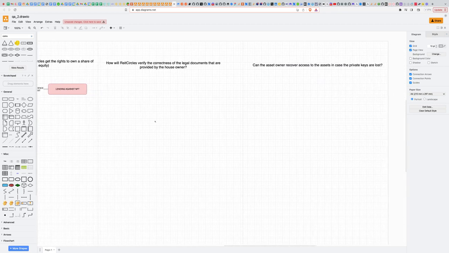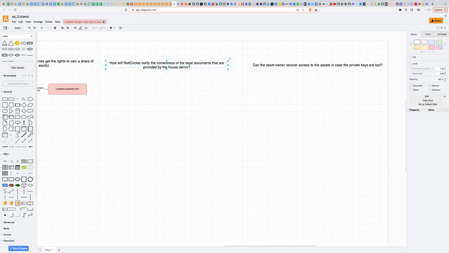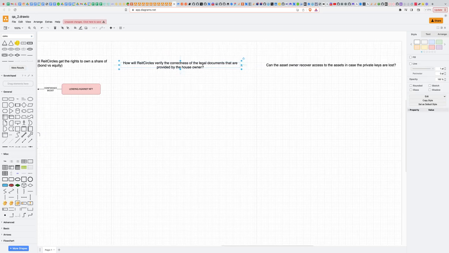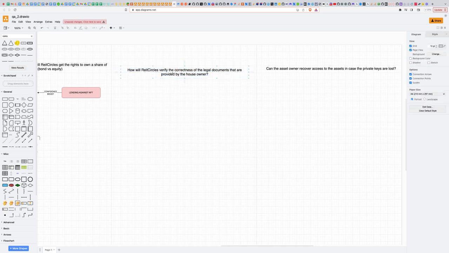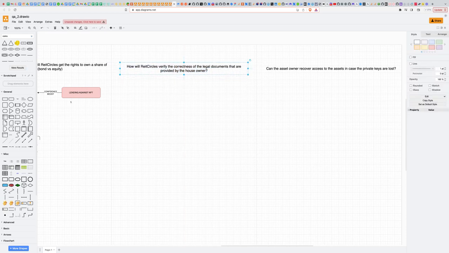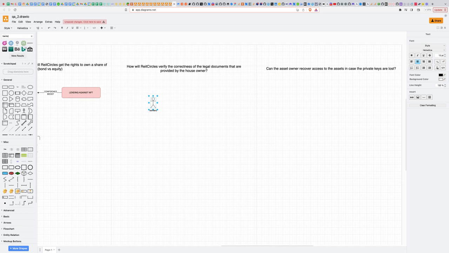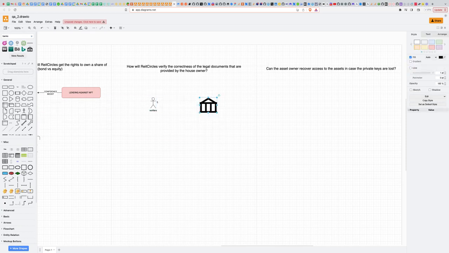Okay, next question. How will REIT Circles verify the correctness of the legal documents that are provided by the house owners? Essentially, once you get the documents, there are two ways you can do that. You have legal persons, who will be onboarded. Their real world job is to verify the documents on behalf of banking institutions. If you think of the verifiers who are currently doing the job, who are they? Who pays them? Verifiers currently work for banks and other financial institutions, verifying the assets.